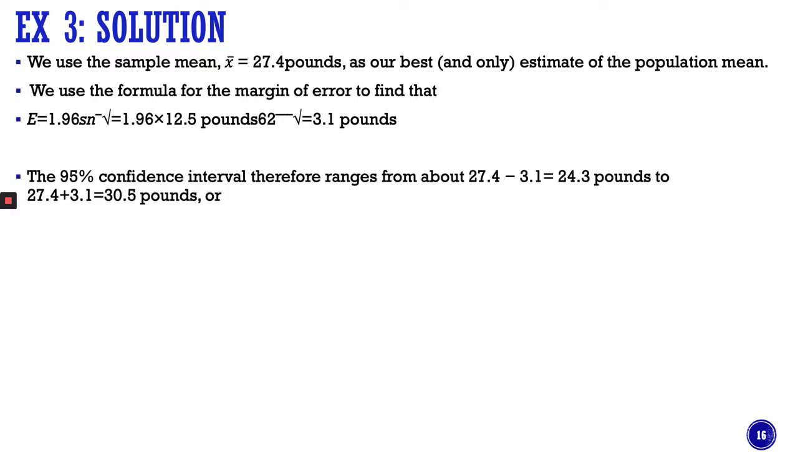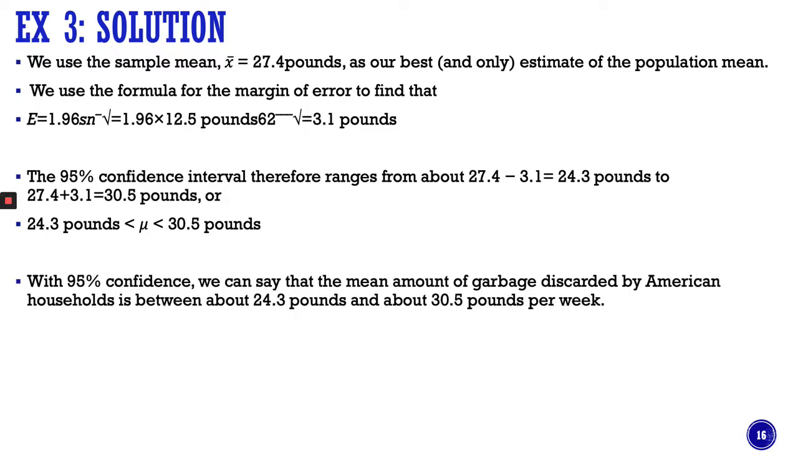So the 95% confidence interval therefore ranges from about 27.4 minus 3.1, which is 24.3 pounds, to 27.4 plus 3.1, which equals 30.5 pounds. Or 24.3 pounds is less than mu, which is less than 30.5 pounds. All right, with 95% confidence, we can say that the mean amount of garbage discarded by American households is between 24.3 pounds and 30.5 pounds per week.